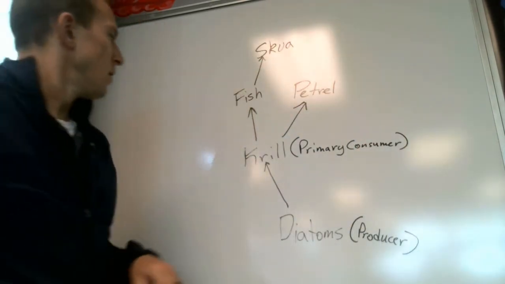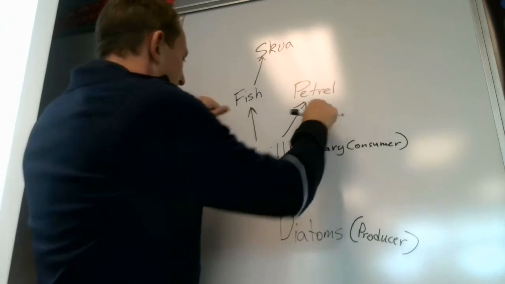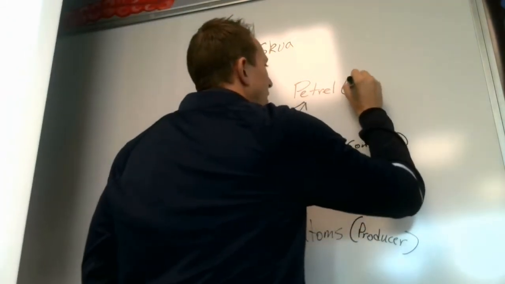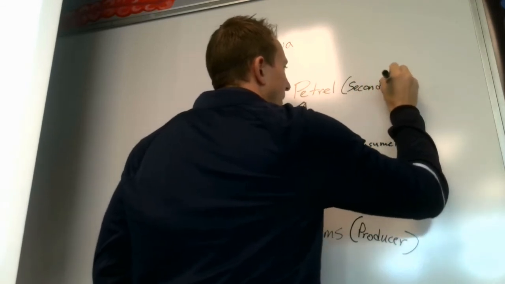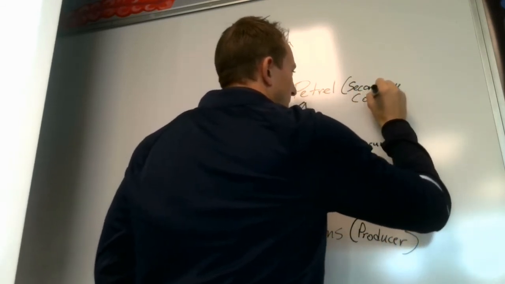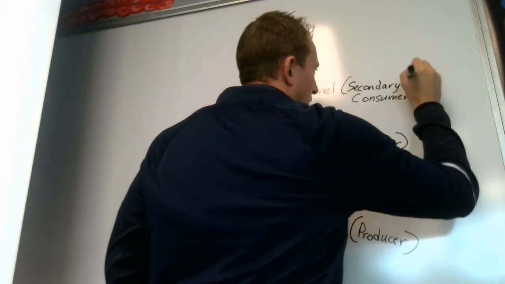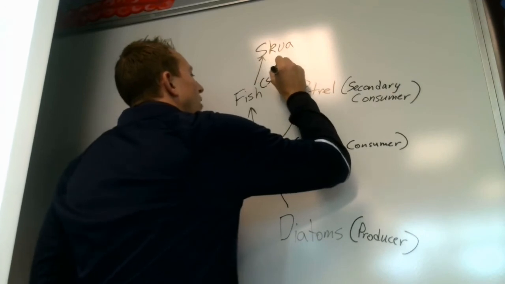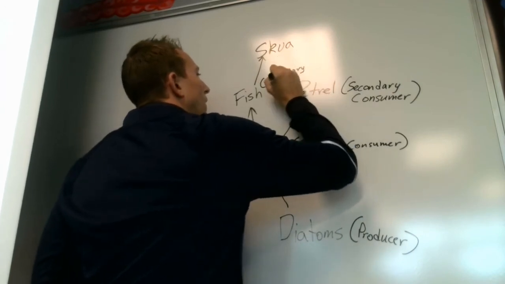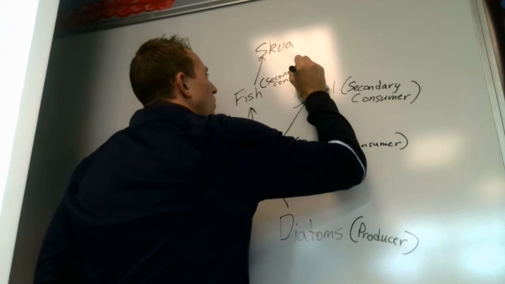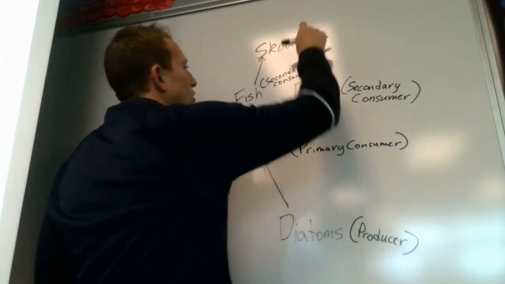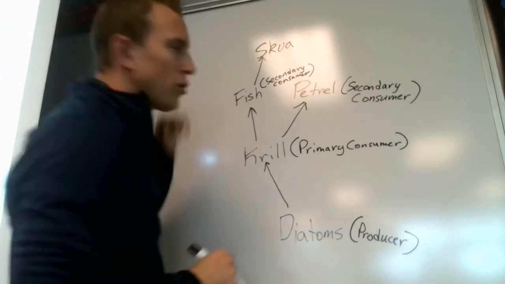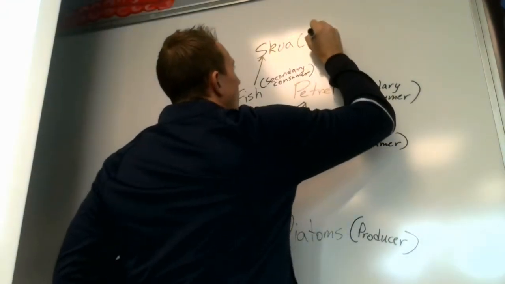Then if the petrel and the fish eat the primary consumer, that's going to make them the secondary consumer. Same thing with the fish here, secondary consumer. And then that makes the skua, because the skua eats the secondary consumer, the tertiary consumer.